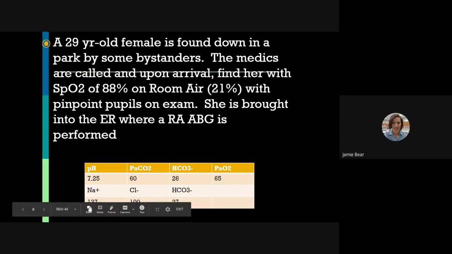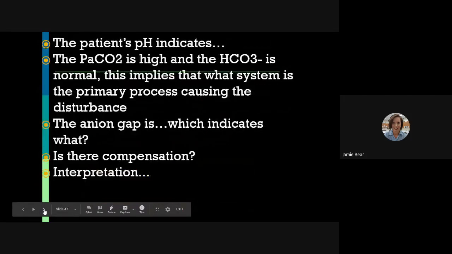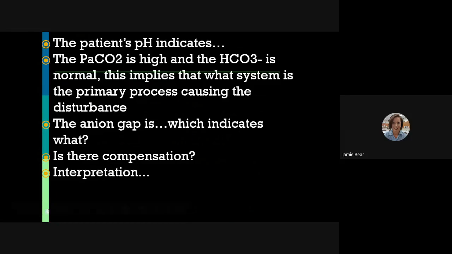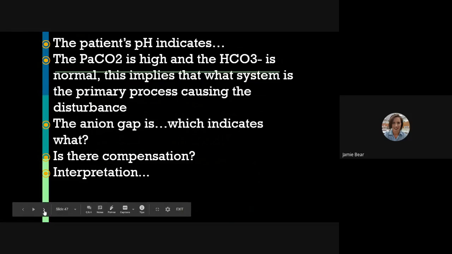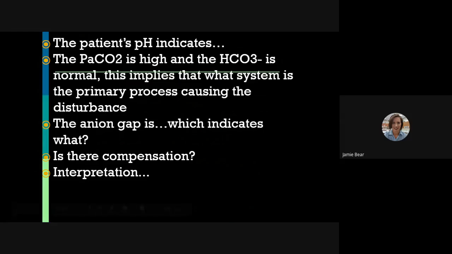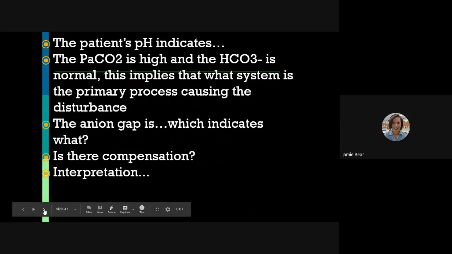Her electrolytes, 137 and 127, are within normal limits. So the pH indicates she's acidotic, CO2 is high, and the bicarb is normal. So we do say that the gas is an acute respiratory acidosis. There's not compensation yet, and the anion gap is just fine, and it wouldn't tell you anything respiratory-wise. The anion gap is reserved for metabolic acidosis.